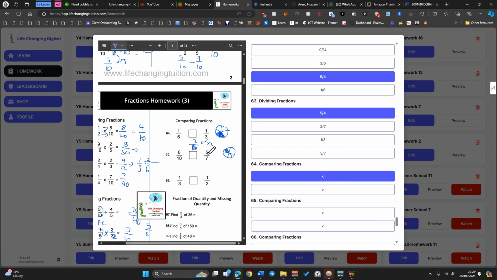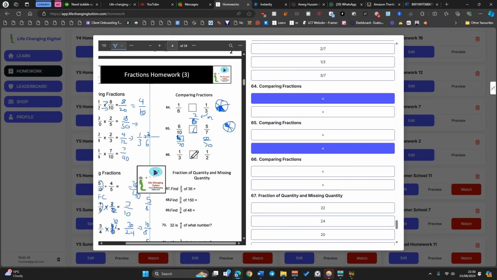Okay, 5 over 7 and 6 over 10. We can make these denominators the same. Let's make both of them have 70 at the bottom, and we're going to have to times 6 by 7, which gives us, sorry, 42. And then if we times 5 by 10, that gives us 50. So which one is bigger out of these two? Well, 50 is bigger than 42, so it's going to be like that. So let's click on that option.